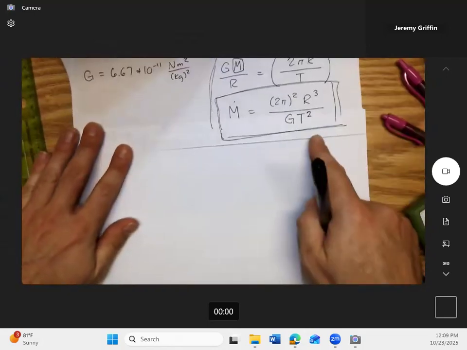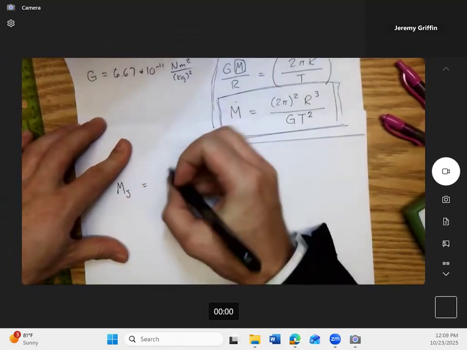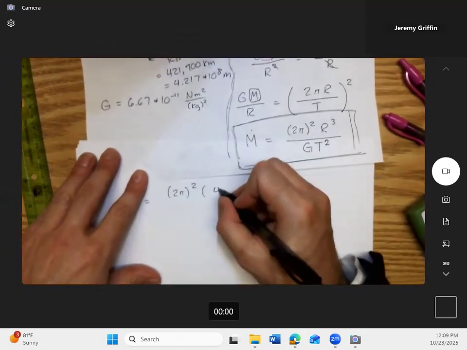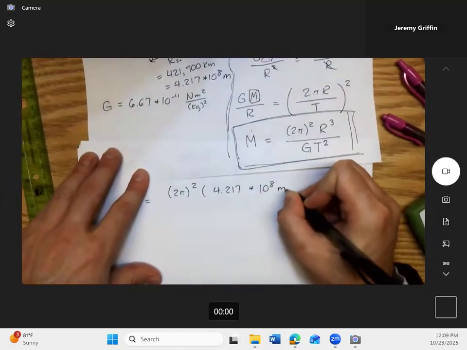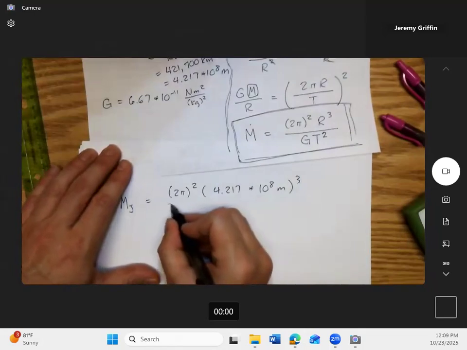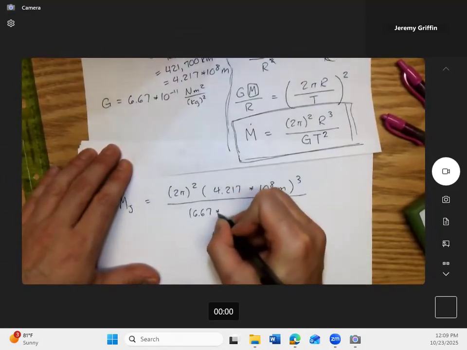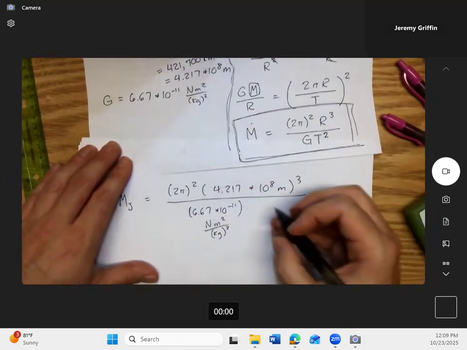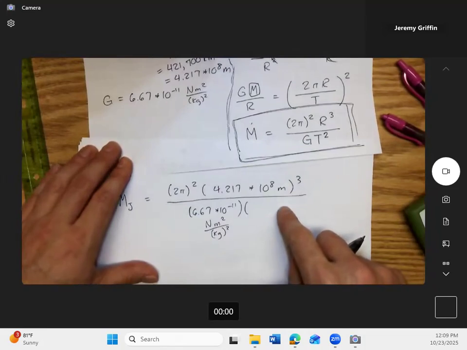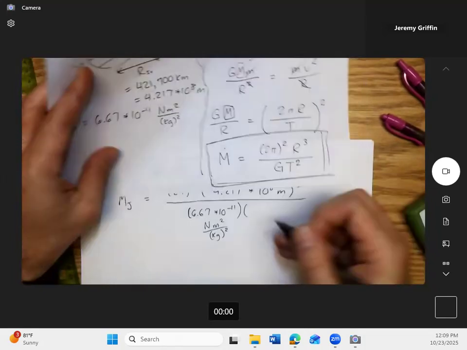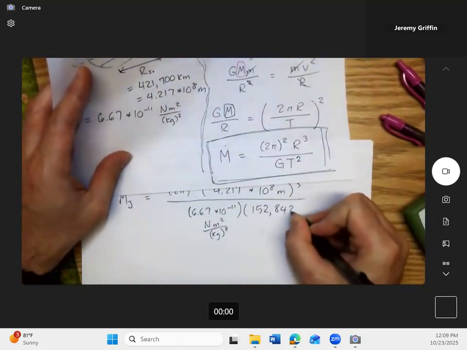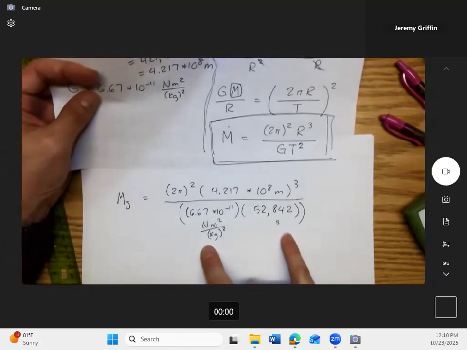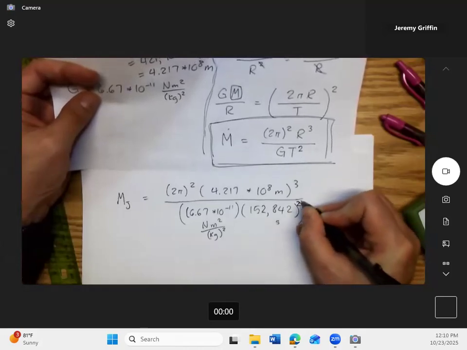Working from here, the mass of Jupiter is 2 pi quantity squared. Now this r we found right here: 4.217 times 10 to the 8th meters, all to the power of 3. This is all divided by 6.67 times 10 to the negative 11, that's newton meter squared per kilogram squared. Remember, these are all SI values, so all the numbers are consistent. And the time period we found up here, 152,842 seconds. This is all grouped together in the denominator. I'll feed that expression into the calculator. Don't forget to square the time. There we go.